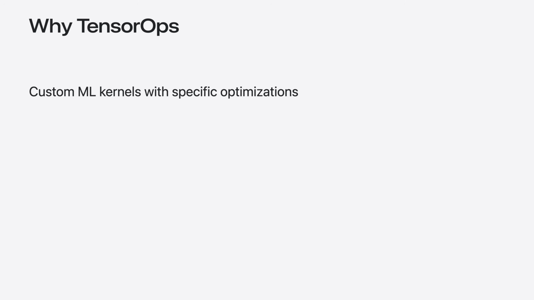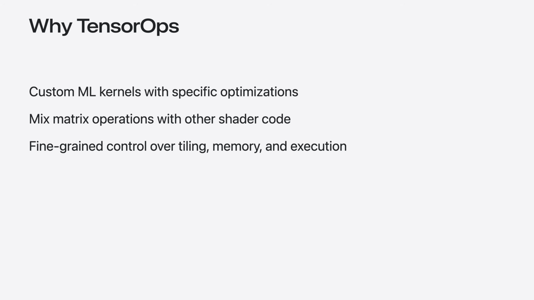So, when would you actually use TensorOps instead of a higher-level framework? First, when you're building custom ML kernels and need specific optimizations that the frameworks don't expose. Second, when you need to mix matrix operations with other shader code. TensorOps integrates directly into your Metal kernels so you can combine matmul with custom pre- or post-processing in a single pass. And third, when you need fine-grained control over how the work is tiled, how memory is managed, and how threads are scheduled. If any of these apply to you, TensorOps gives you direct access to neural accelerators with full control.